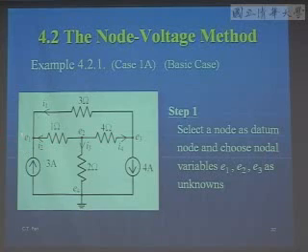This is the first step, and the remaining nodes we denote as node 1, 2, 3. See here we use e1, e2, e3 as the node voltages. Okay, any question about the first step? So you can see the nodes are voltages. Instead of the branch voltage, we use the node voltage. If we use branch voltage, then we have 6 unknowns. Here we have only 3 unknowns.